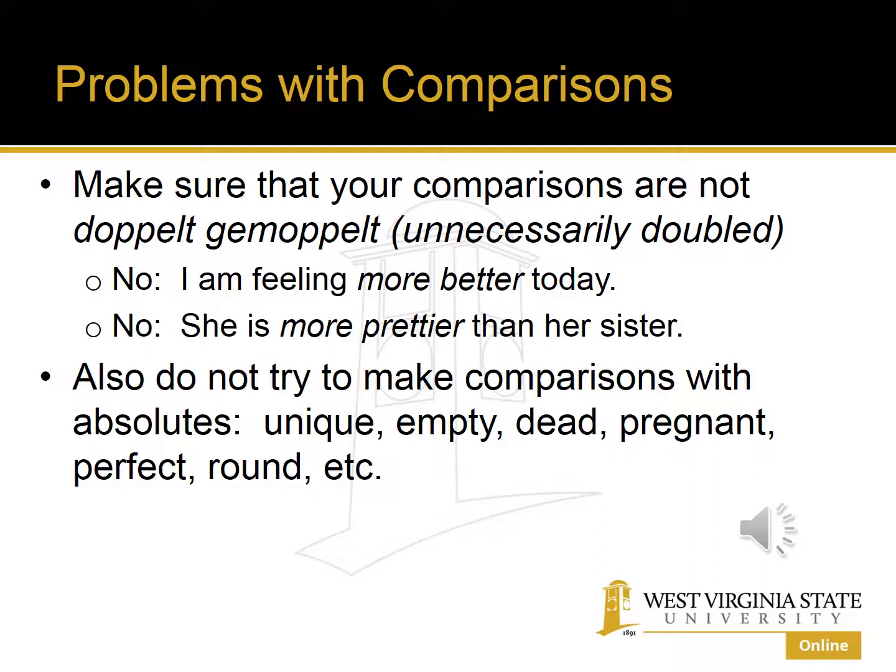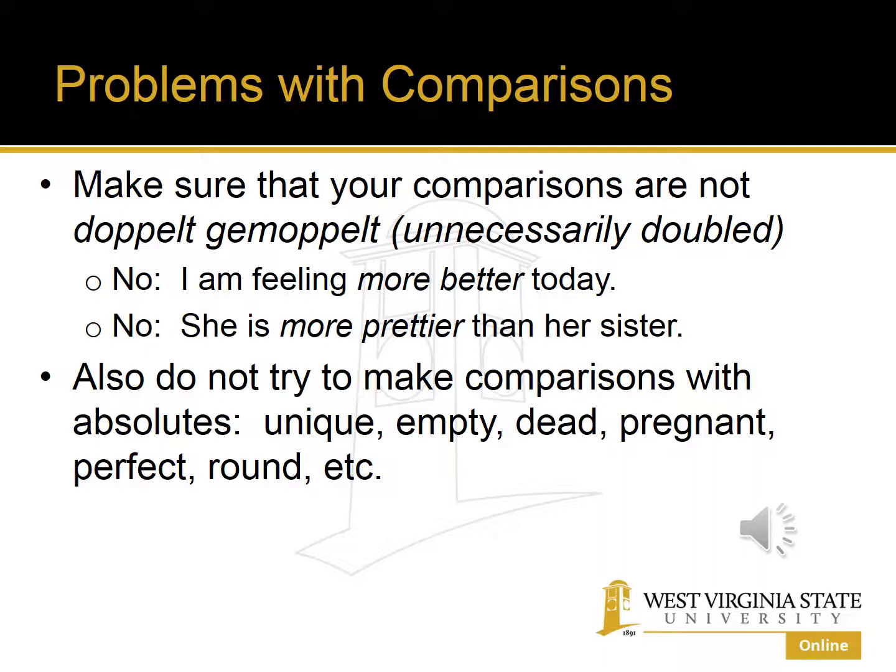Another rule to consider is that we do not make comparisons with absolute words. There's no such thing as more unique. Unique is an absolute. It's either unique or it's not unique. Empty, the same thing. It's often used as a comparative, emptier, but it's technically not correct. If something is empty, then it's an absolute. Same thing with full or dead. You can't be more dead. You're either dead or you're not.